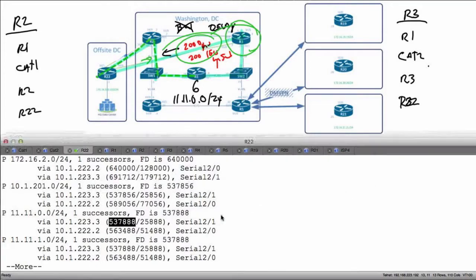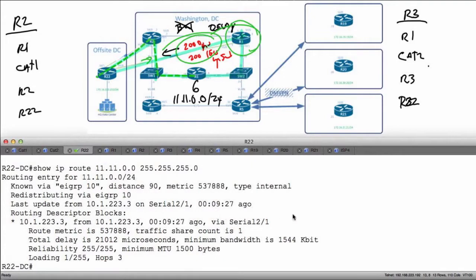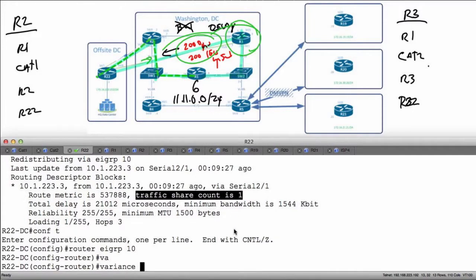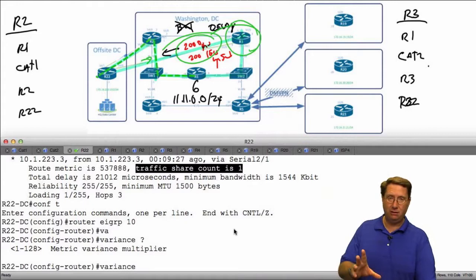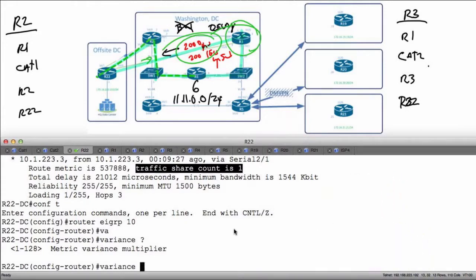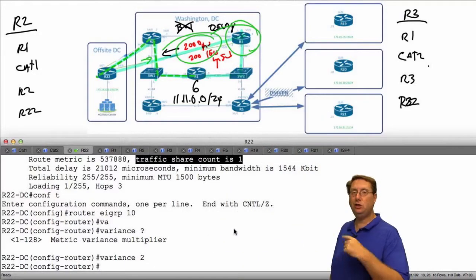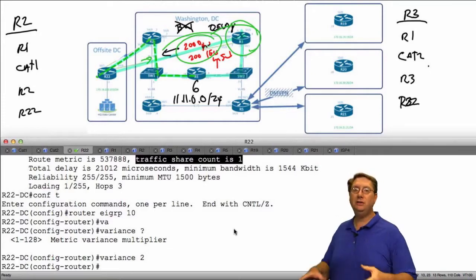If I want to do load sharing in an unequal cost fashion, let's take a look at the prefix. So show IP route 11.11.0.0/24, and notice I have only the one prefix. And notice my share count here is 1. Now, what I could do is configure terminal, router EIGRP 10, and I can employ the variance command. It gives me the capability of entering a numeric value between 1 and 128. Now, I have to enter a value, but if I enter, let's say 2, that means that a prefix listed in the topology table with a metric that is 2 times worse than my prefix that has been chosen as my successor can be used for the purposes of load sharing.